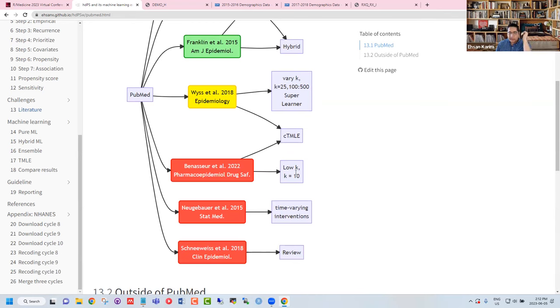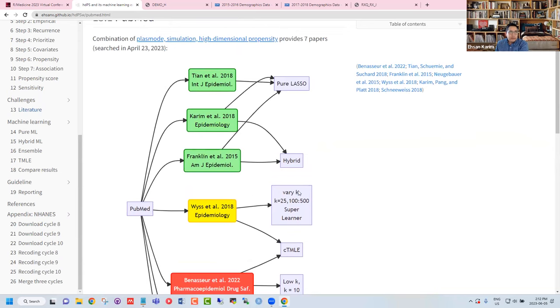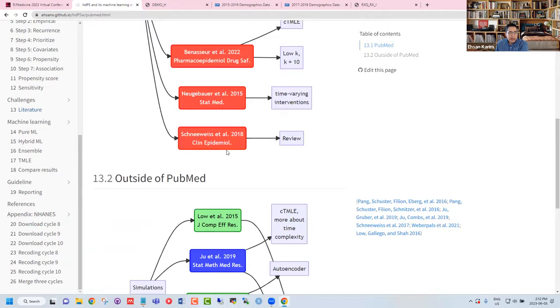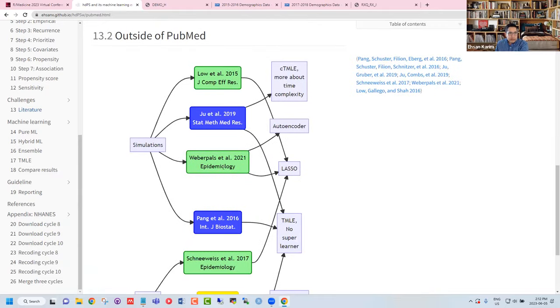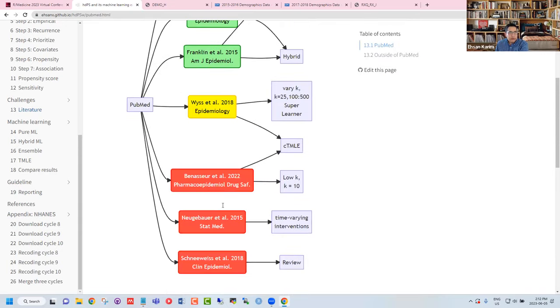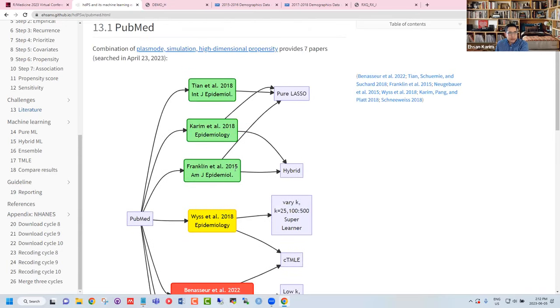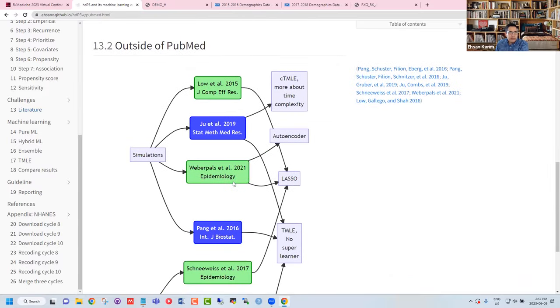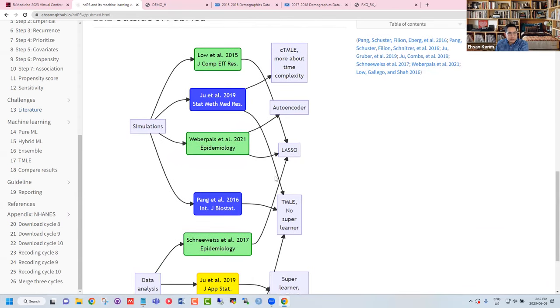We are trying to include as many as possible to identify how we can best utilize the large data sources that we have. Outside of the information you are seeing here from PubMed, there are also some other studies that are not directly available in PubMed through the keywords that I have used. And some of these are again using this lasso method. For example, Weber-Pelz used this lasso method, and Nevis used this lasso method.